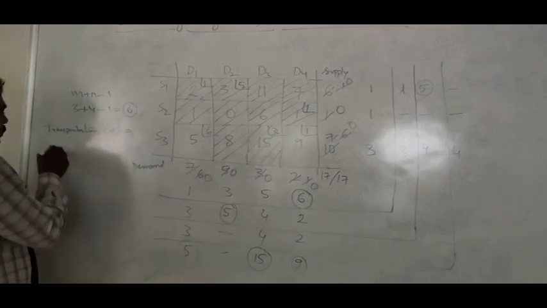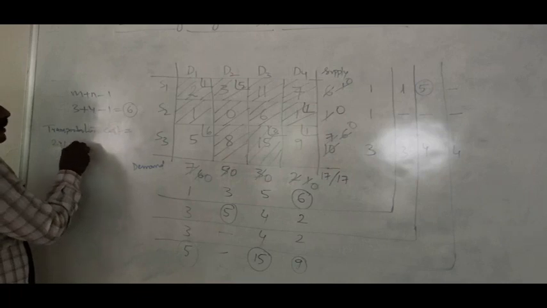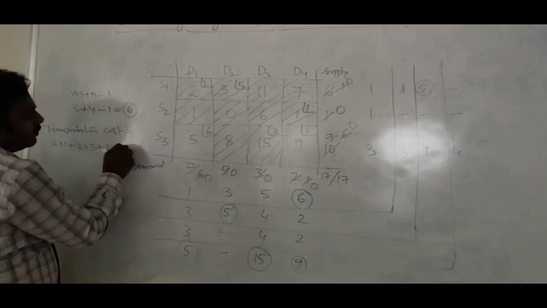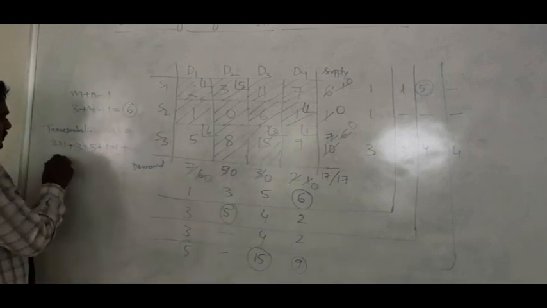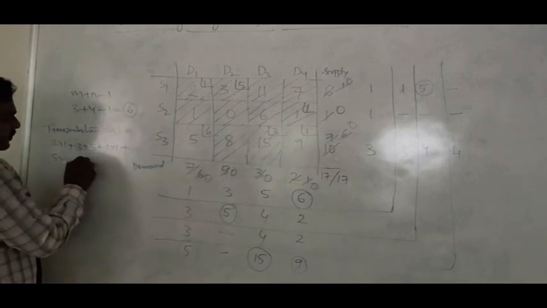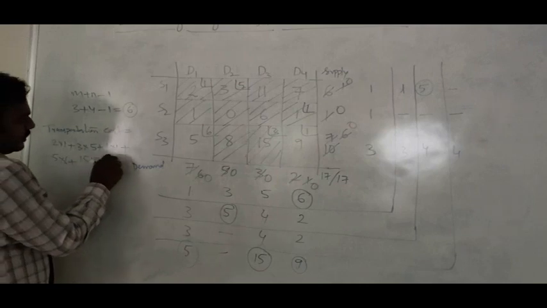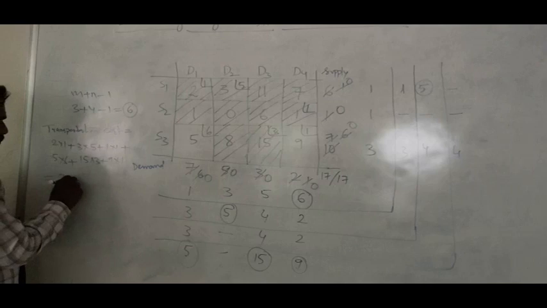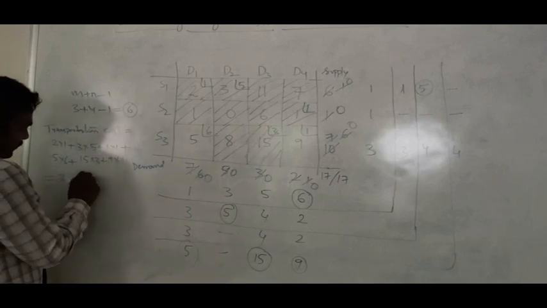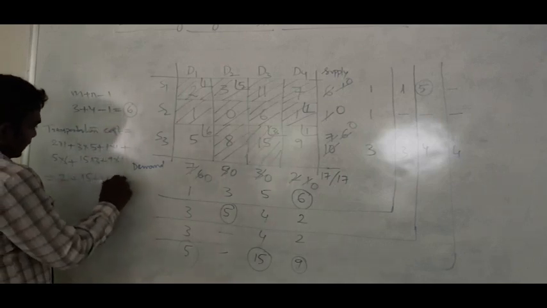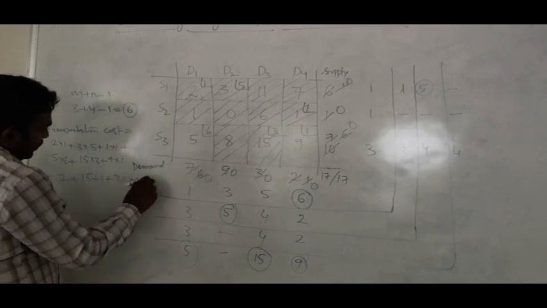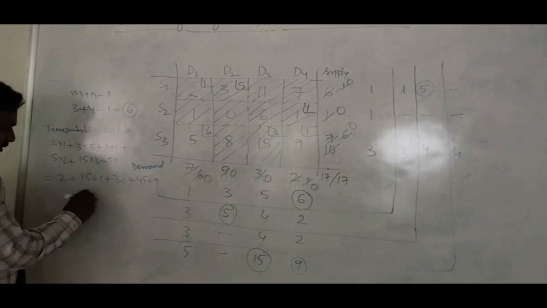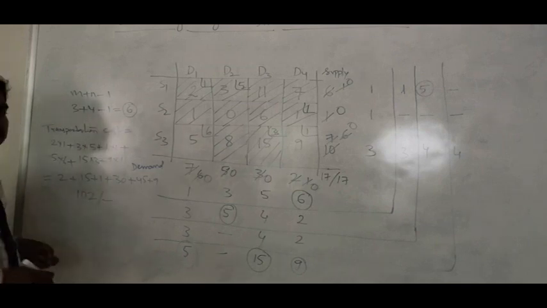That equals 2 into 1 plus 3 into 5 plus 1 into 1 plus 5 into 6 plus 15 into 3 plus 9 into 1. That together is 2 plus 15 plus 1 plus 30 plus 45 plus 9. The total together is 102 rupees.